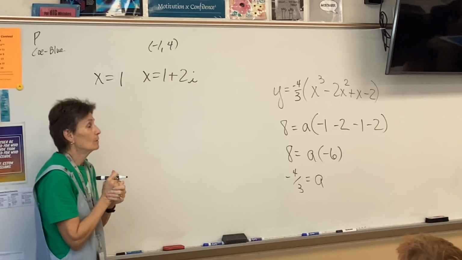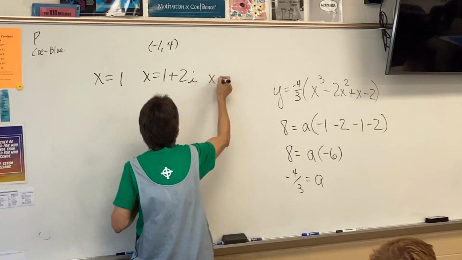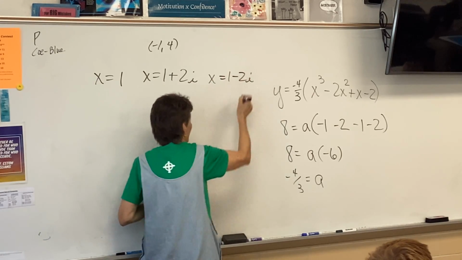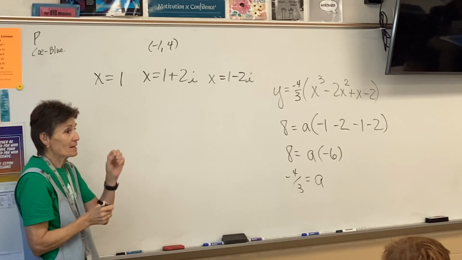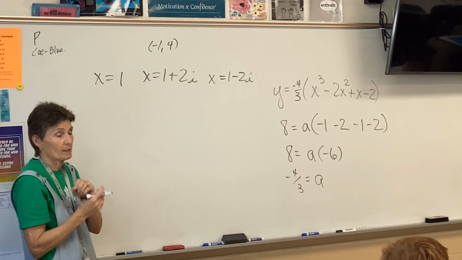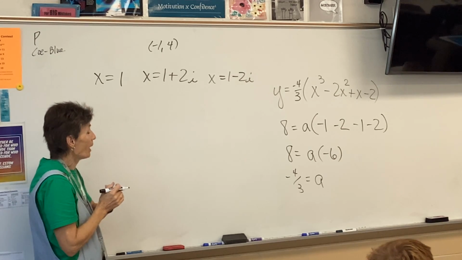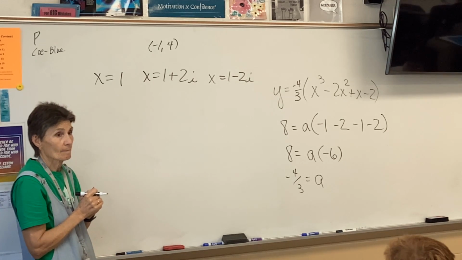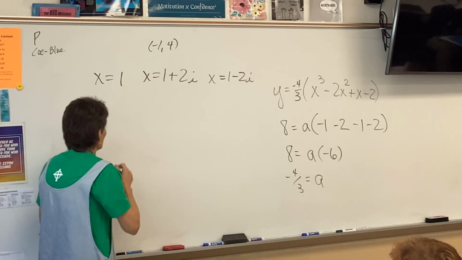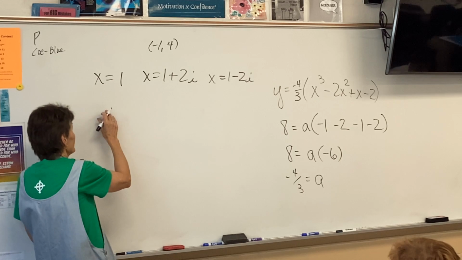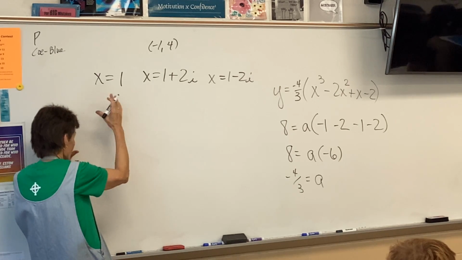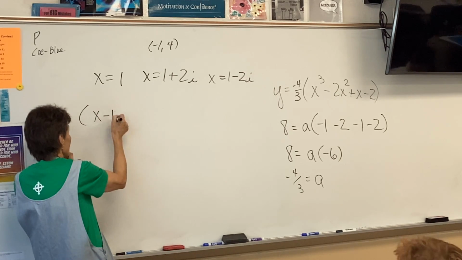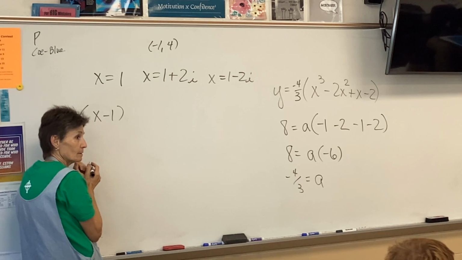It'd be x equals 1, minus 1. We also have 1 minus 2i. Remember, imaginary roots always come with a conjugate. So 1 plus 2i comes with 1 minus 2i. x minus 1 for me. Okay? Now, write the factors. We automatically know, because we've done a lot of these, this factor is x minus 1.